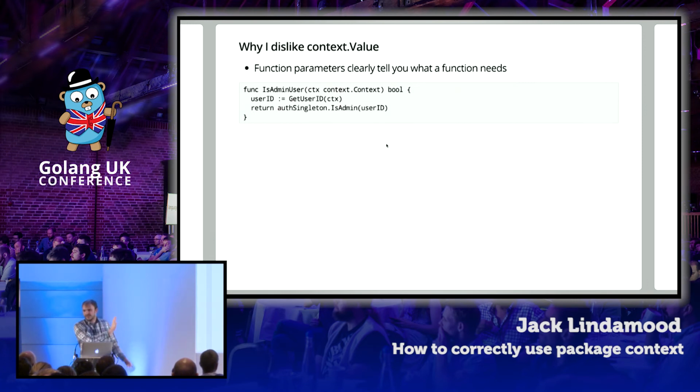This is a summary of some code I've actually seen, where someone had a user ID in a context and they wanted to know if the request user was an admin. So they got this authorization singleton, they got this user ID from the context, and returned a Boolean from it.